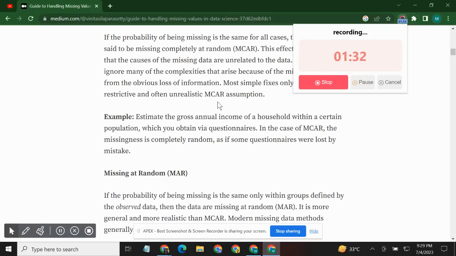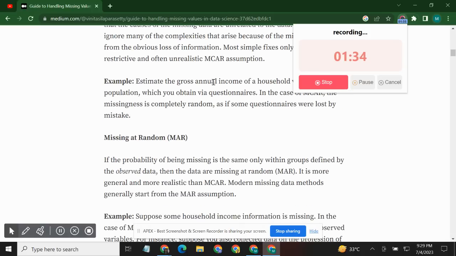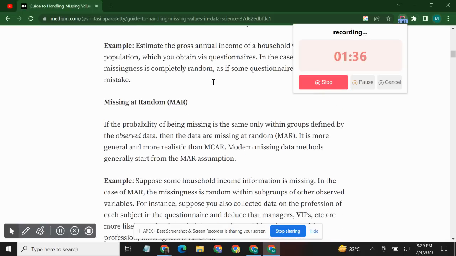Missing at random, MAR. If the probability of being missing is the same only within groups defined by the observed data, then the data are missing at random, MAR. It is more general and more realistic than MCAR. Modern missing data methods generally start from the MAR assumption.